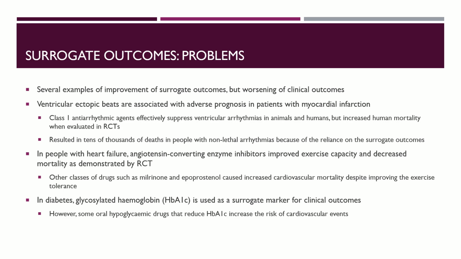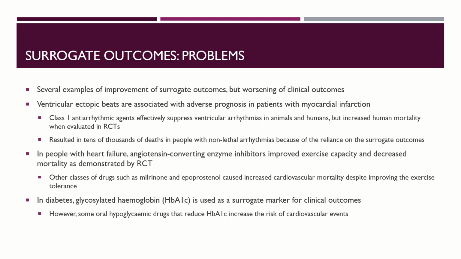So if you are only using exercise capacity or exercise tolerance as a surrogate outcome, because ACE inhibitors actually improved exercise capacity and decreased mortality, that's the basis why you are using that as a surrogate outcome. But if you use that in another class of drug, then it actually increased cardiovascular mortality.